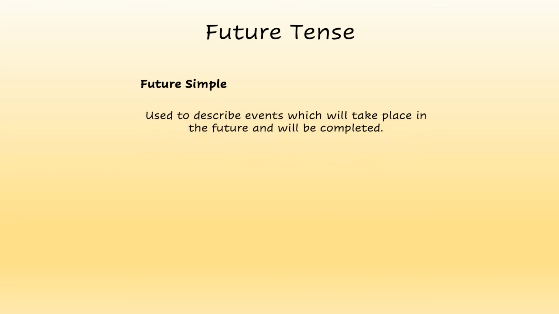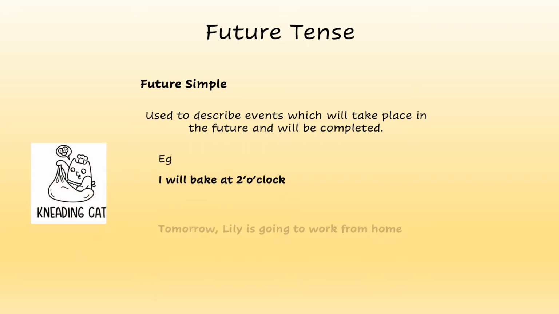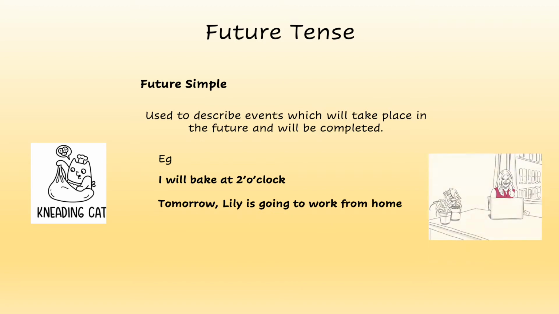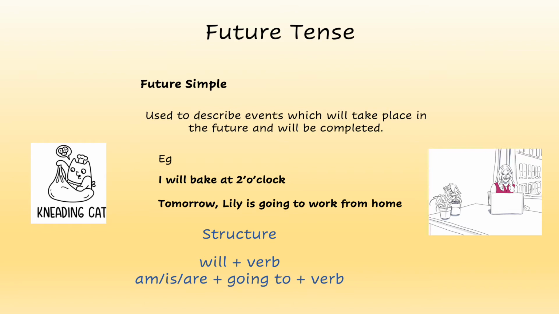So this is used to describe events that will take place, about things that haven't happened yet and will be completed. So in my examples here, I've got I will bake at 2 o'clock and tomorrow Lily is going to work from home. And the structure for the future simple is will and the verb, or like in the second example, we've got am, is, are and going to plus the verb.